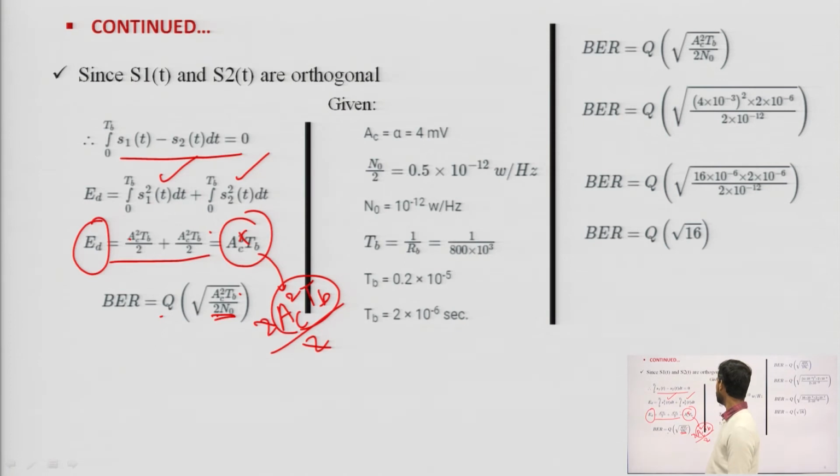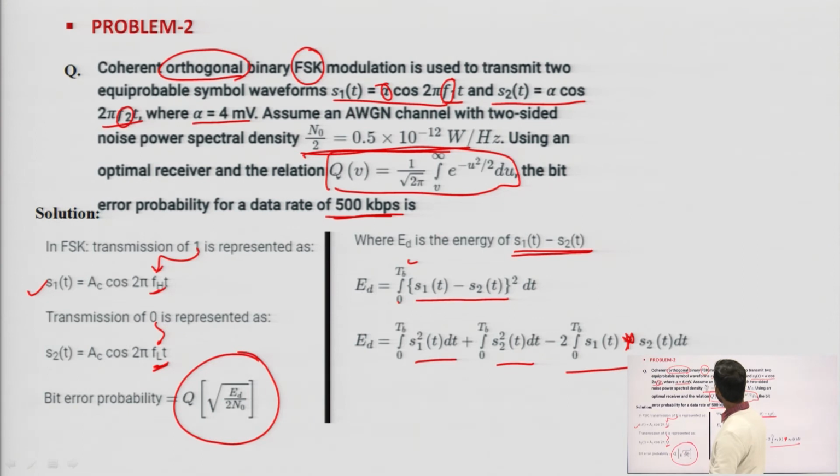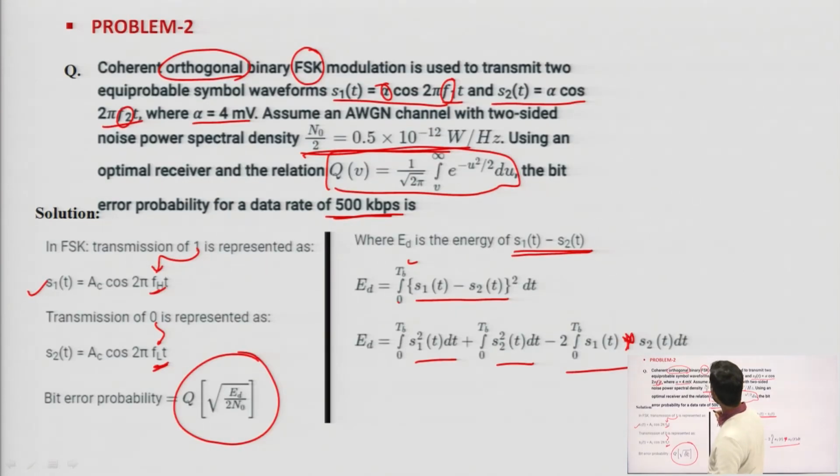It is given that alpha equal to 4 mV, that is the carrier amplitude. Similarly, N0 by 2 is also given, so from this I can get N0 in terms of 10 to the minus 12 watts per hertz. Similarly, Tb is nothing but 1 by Rb, and we have been given Rb as 500 kbps.